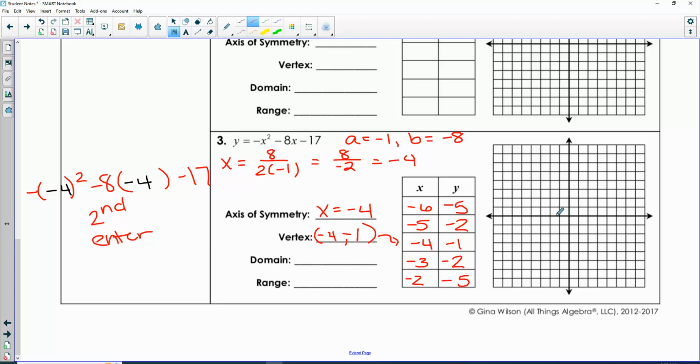Let's graph them. -6, -5. -5, -2. -4, -1. -3, -2, -2, -5. So when you graph it, you connect those lines and put arrows on the ends.